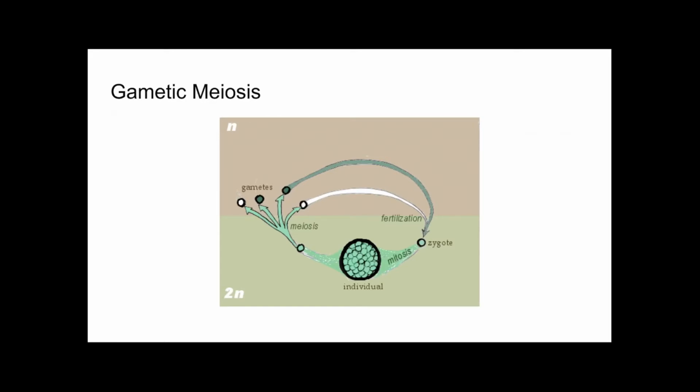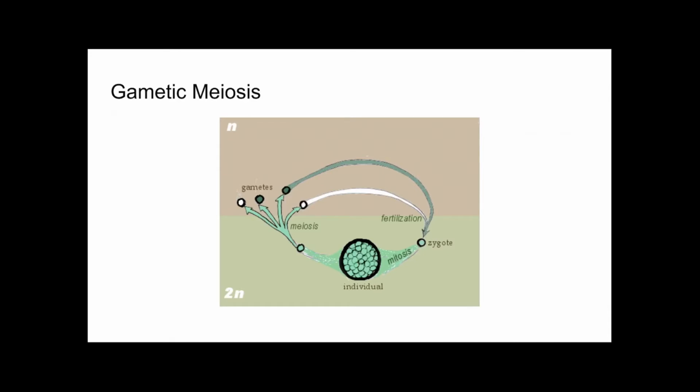Those N, or haploid gametes, then recombine through fertilization and create a zygote. In our case, most of our life cycle is spent as this 2N individual. That is, after fertilization, we continue growing, we develop, we mature, we reproduce, we take care of our offspring. What we think of as life is in this 2N state, at least for us.